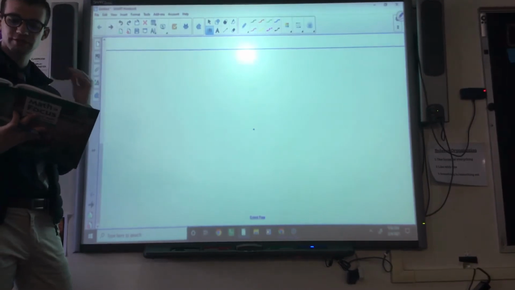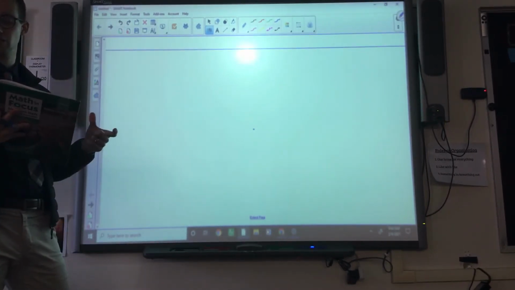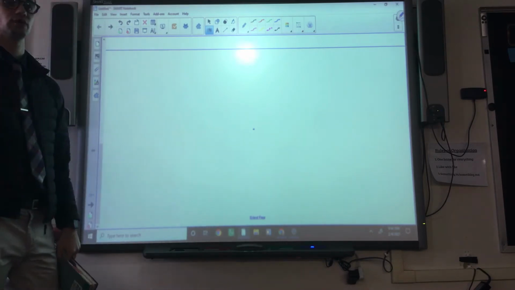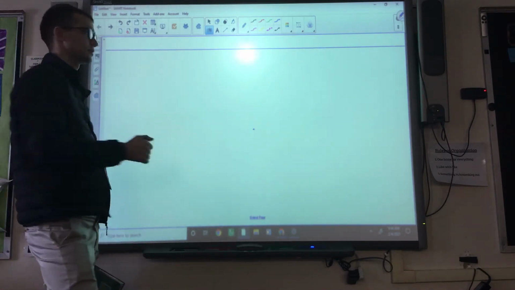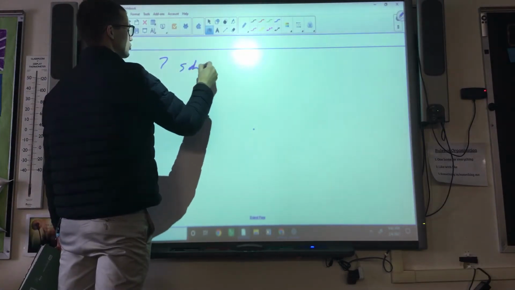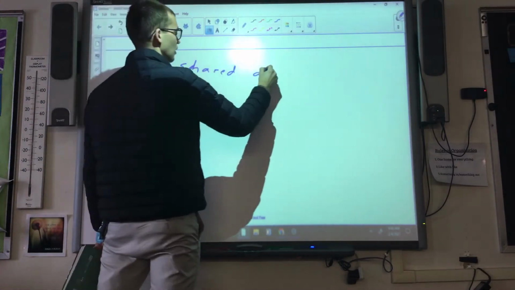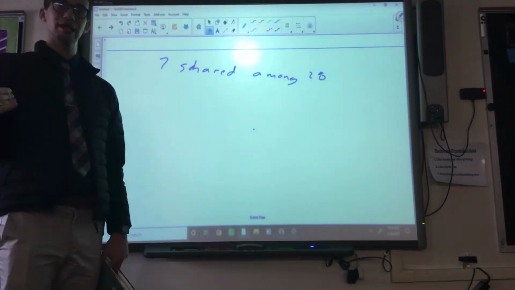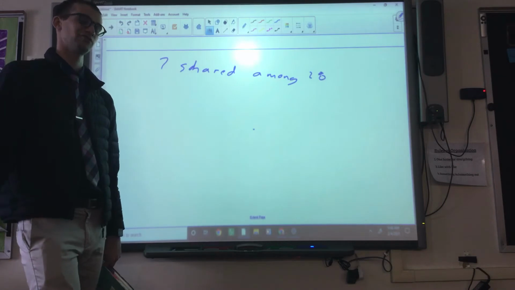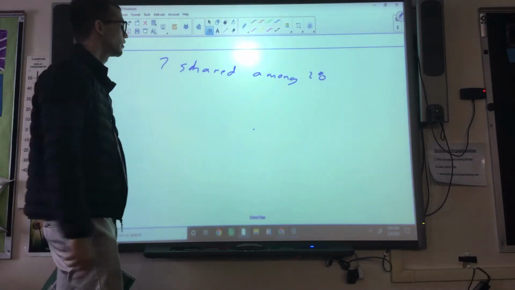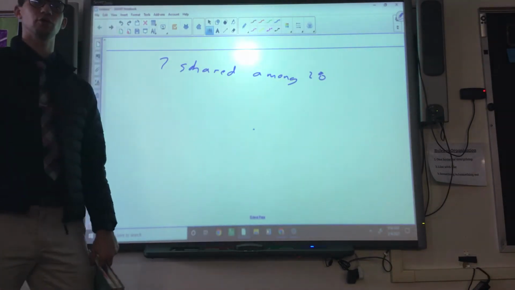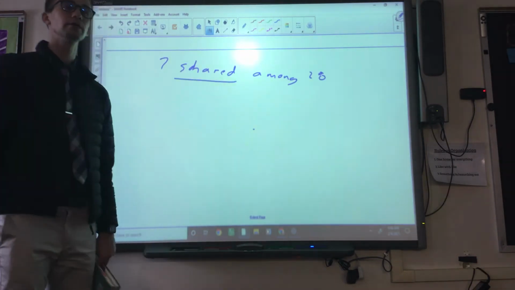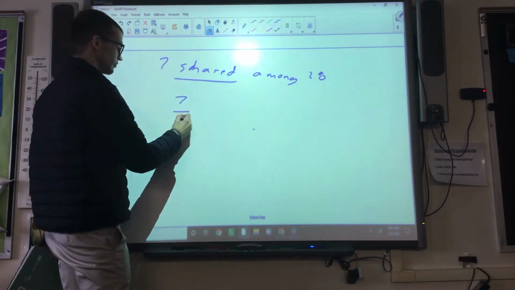Top of page 167, 7 sticks of clay are shared equally among 28 students. So 7 sticks are shared equally among 28 students. So let's go back to last year when there were like 28 kids in this classroom at the beginning of the year. It was actually 27, but let's say 28 including me. So there's 7 shared equally among 28. What does that mean? 7 divided by 28.